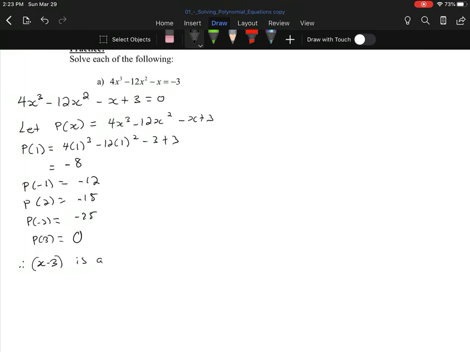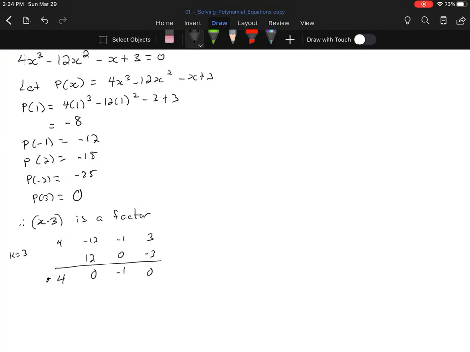So therefore, x minus 3 is a factor. So I can divide that off with my k value equal to 3. Here are my coefficients, 4, negative 12, negative 1, and 3. Bring down the first one, multiply by 3. It gets 0 there. Isn't that weird? 3 times 0 is 0. Add them together, I get 4, negative 1, negative 3, and 0.